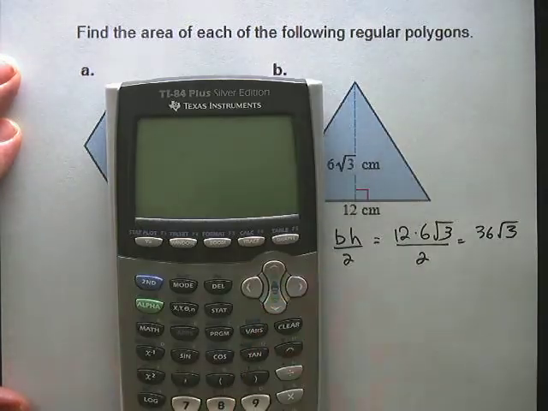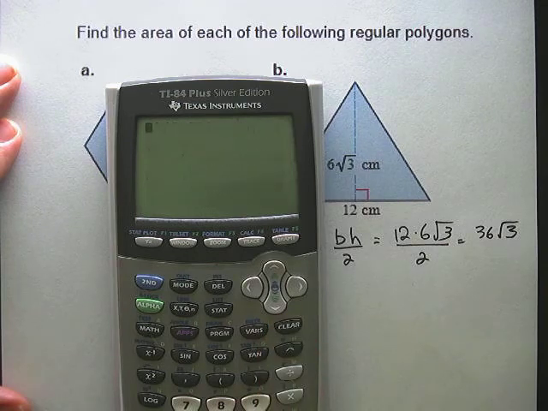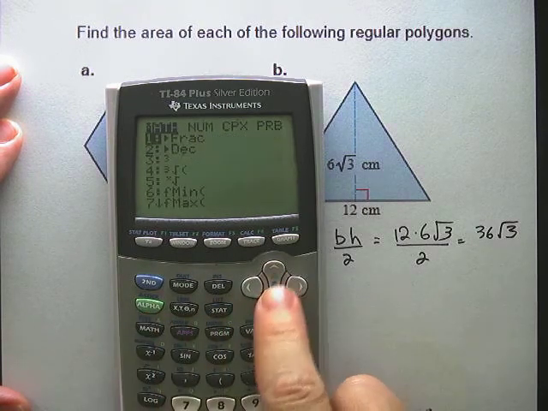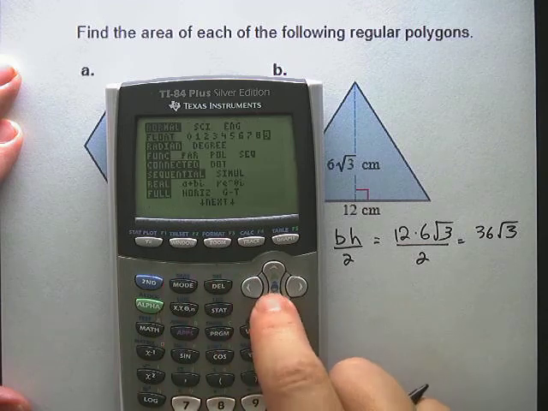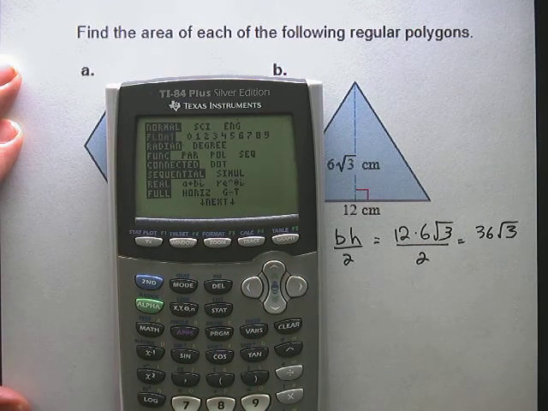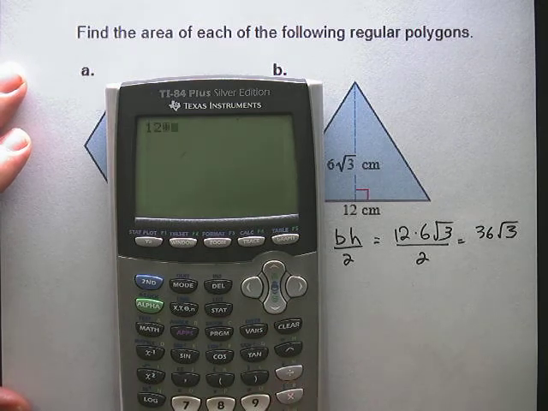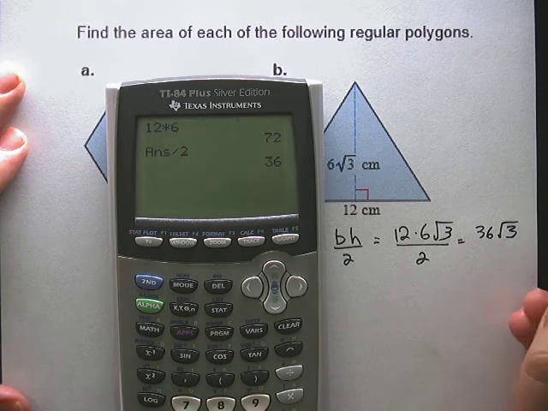And I can show you that really quick on the calculator. So 12 times 6 divided by 2 equals 36. Okay, I need to take that float off there. I had it set to 9. I'm going to set it back to that, and then let's try that again. 12 times 6 divided by 2, and there we go, 36. And then the square root of 3 just gets carried along.